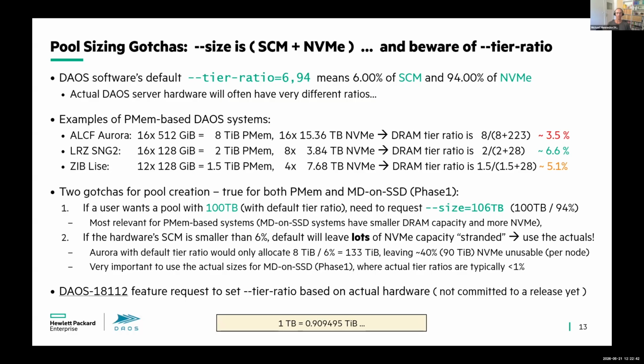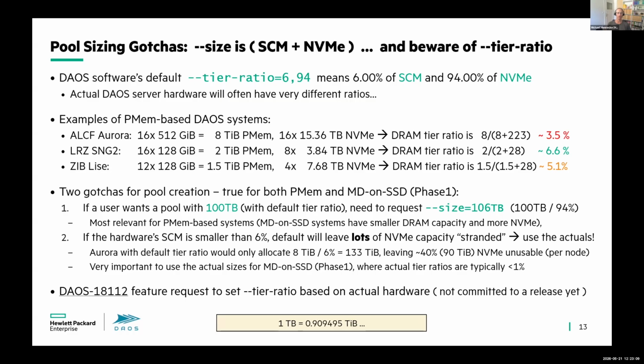And we've been using that from day one. This is one of the things where we don't have better defaults yet. And at the bottom of the page here, I listed a Jira ticket that we have to look at. Can we make this more automated? Because the challenge with that is that actual DAOS server hardware doesn't necessarily align with what the default in the software is. And I showed the 3 PMEM systems that are on the IO500 list, for example.